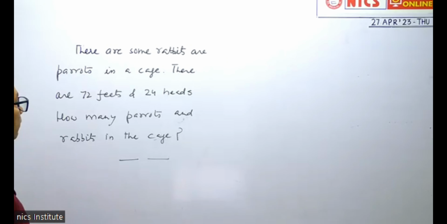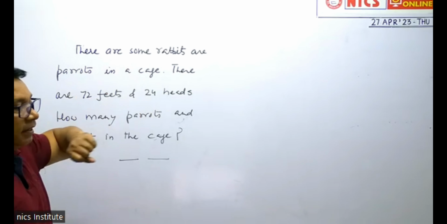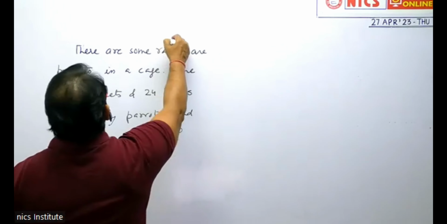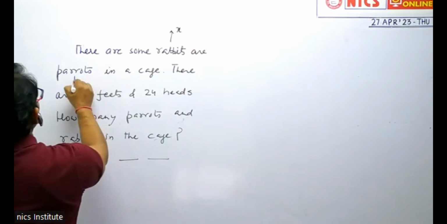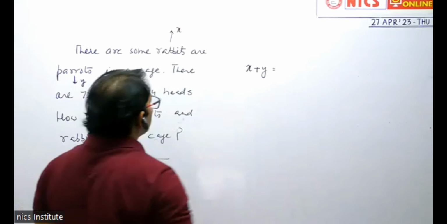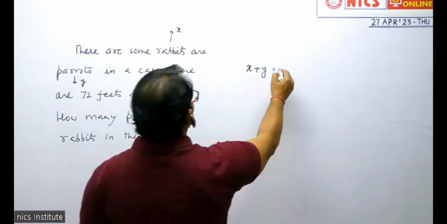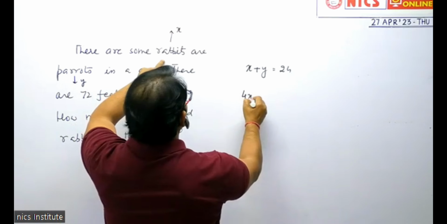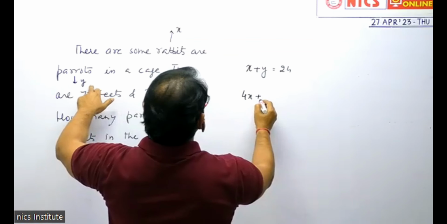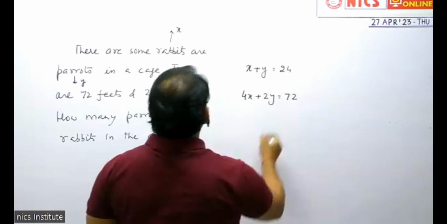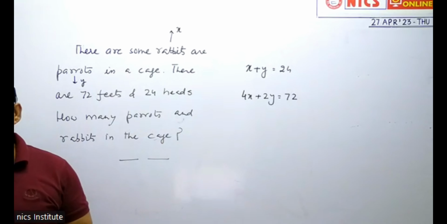We are assuming that all the parrots and rabbits are healthy ones. No rabbit is three-legged. So rabbits you can say number is X, parrots you can take as Y. The number of heads, with no two-headed parrot or rabbit, X plus Y would be 24. Now rabbits have four legs. The number of legs would be 4 into X, whereas parrots have two. So it'll be 2Y. The total is 72. You can replace X and then get the answer for Y.